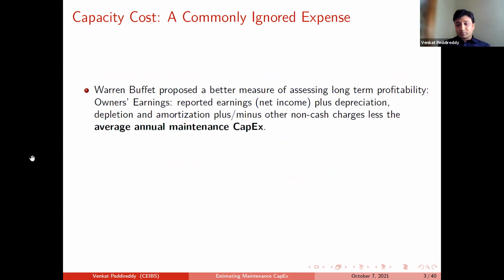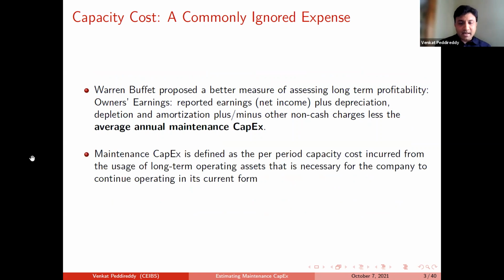Warren Buffett actually proposes another non-GAAP measure of earnings called owner's earnings. This owner's earnings just excludes the D&A expense and then subtracts something called average annual maintenance capex. Maintenance capex is defined as the per period capacity cost incurred because of the usage of long-term assets, which the company requires to maintain its current operations. But the big problem is, how do you estimate this annual maintenance capex? And without that, you cannot compute this non-GAAP measure of owner's earnings.